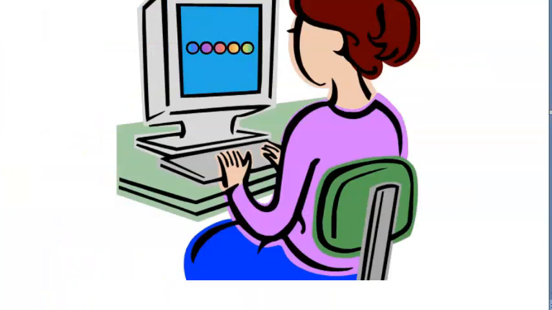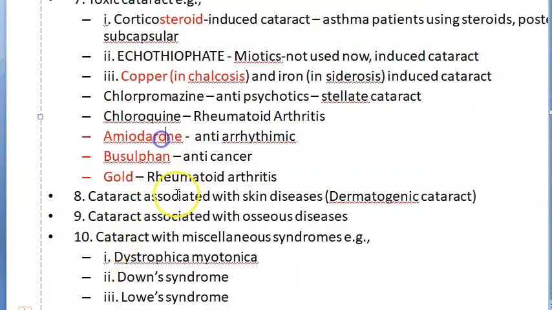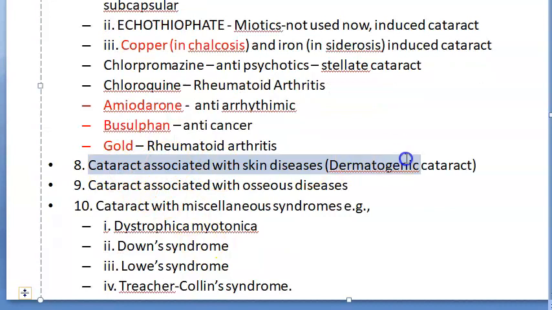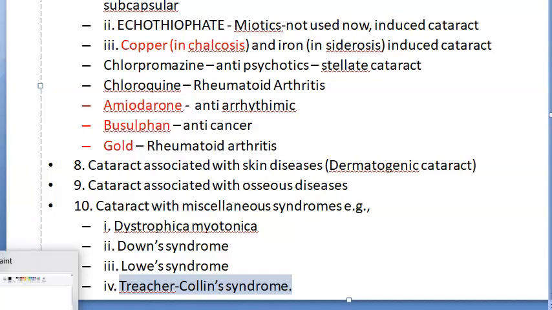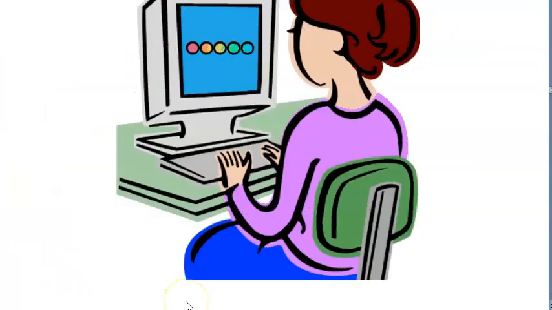How's it going, people? We're almost at the end of the acquired cataract. Don't worry. Then we have cataract associated with skin disease, dermatogenic. They are saying cataract associated with osseous diseases. Then miscellaneous syndromes are there: Lowe syndrome, Down syndrome, myotonic dystrophy we saw, right? Some other Collins, Treacher Collins syndrome. That should be Treacher Collins syndrome, right? Guys, we're done with the acquired cataract types classification.